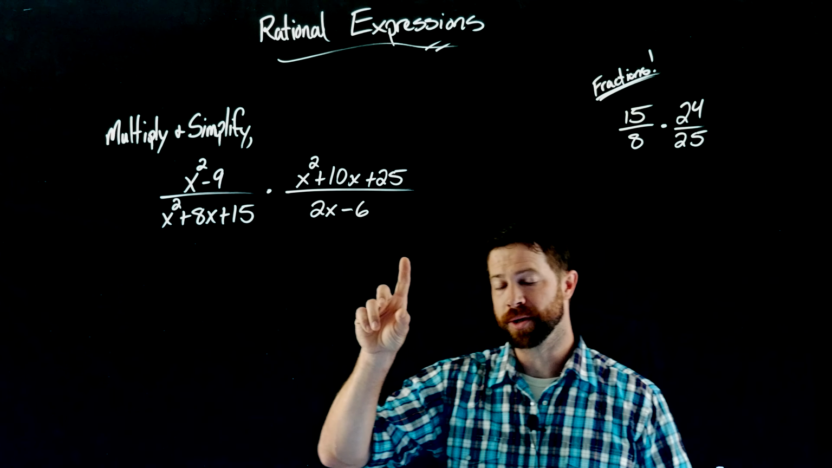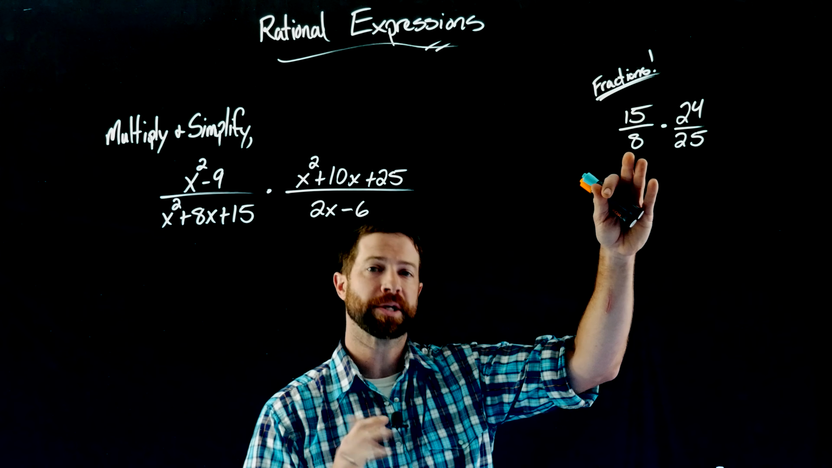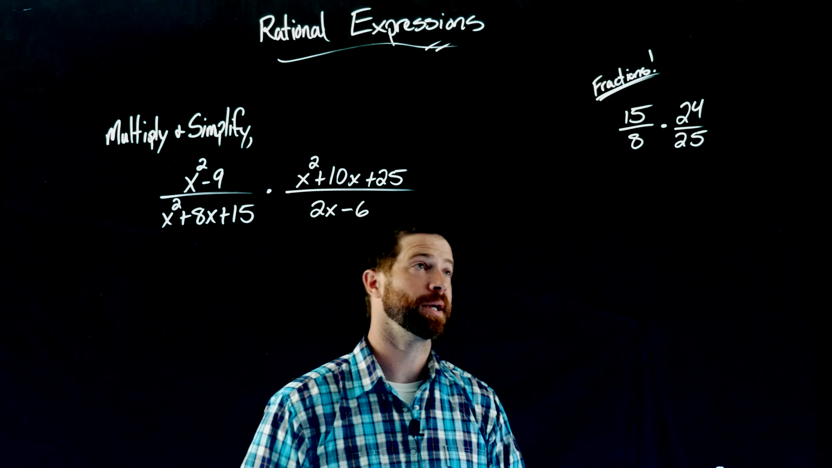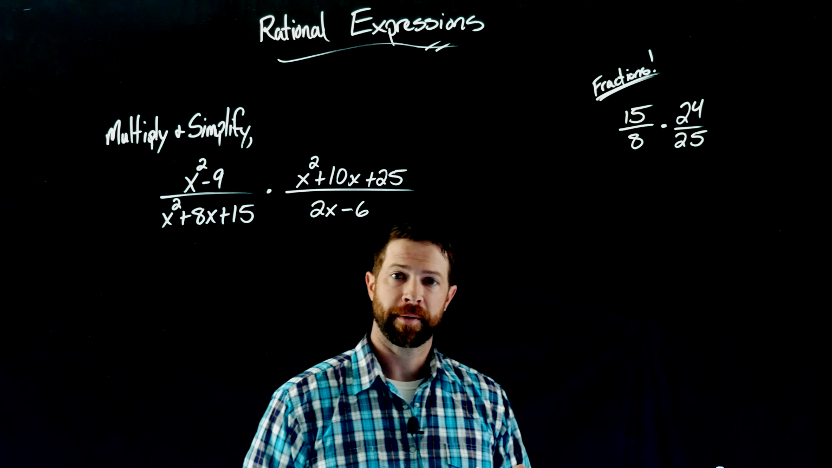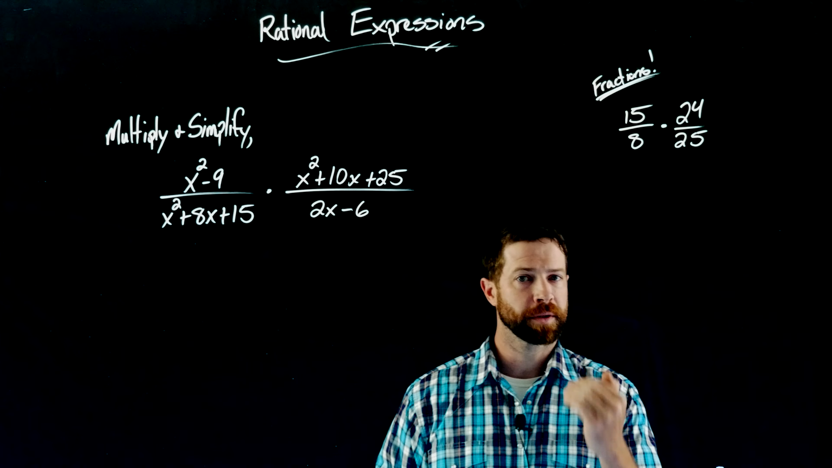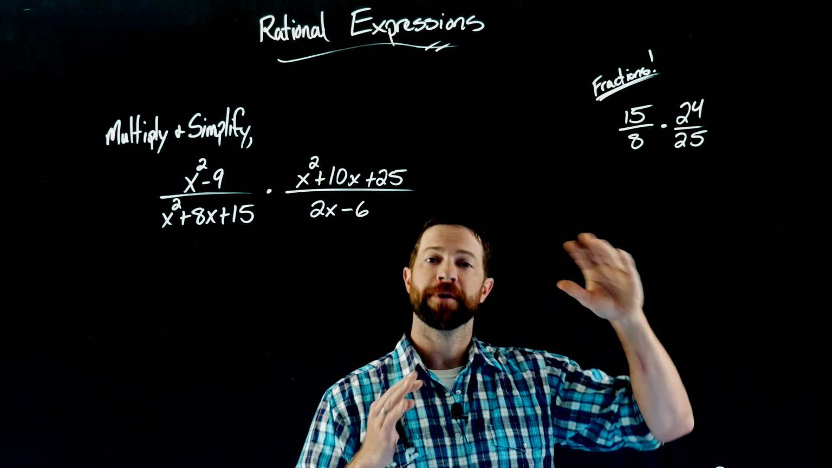The trick that we're going to employ is cross-canceling before we multiply, just like we do with normal fractions. And I just want to remind you of this right here. While we could multiply straight across and then simplify the common factors, the trick is you can save yourself a lot of time and heartache if you cancel between the numerator and denominators first.